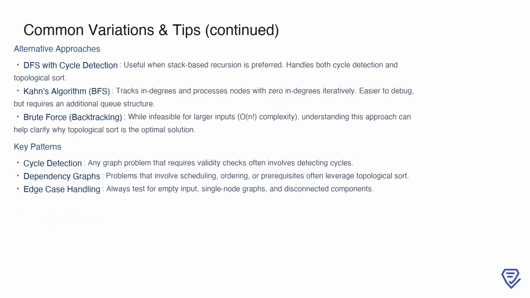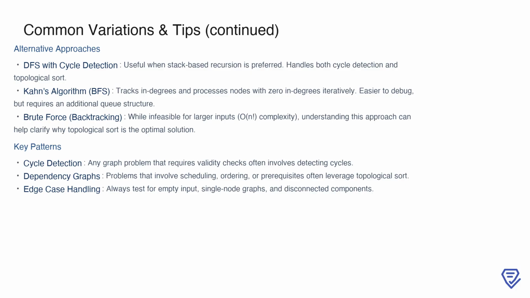Finally, let's discuss some alternative approaches and key patterns you should know. The DFS approach with cycle detection is a robust option, especially if you're comfortable with recursion. It allows you to detect cycles and perform topological sorting in one pass. On the other hand, Kahn's algorithm, which uses BFS, is often more intuitive to debug. By tracking indegrees and processing nodes with 0 indegrees iteratively, it avoids recursion and can be easier to manage.